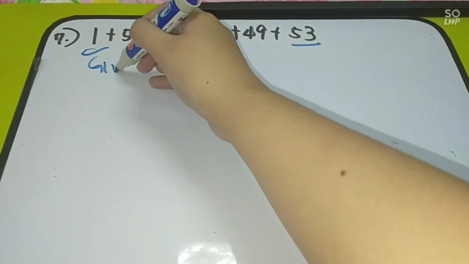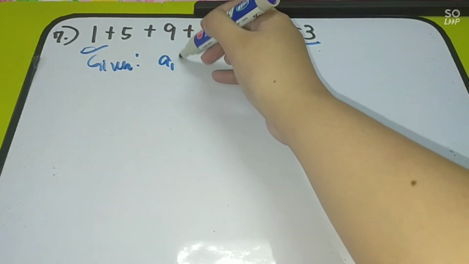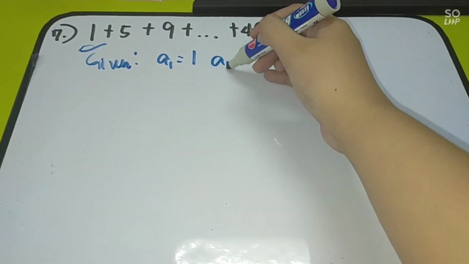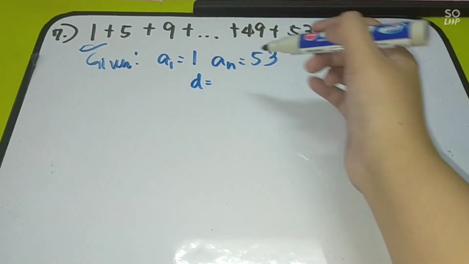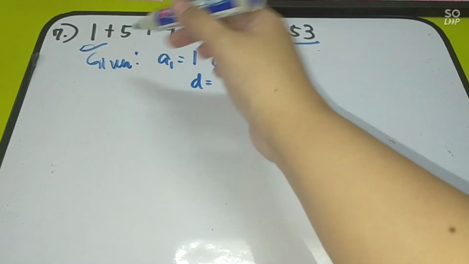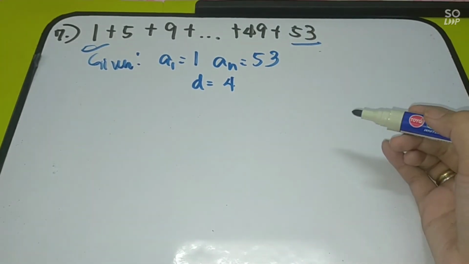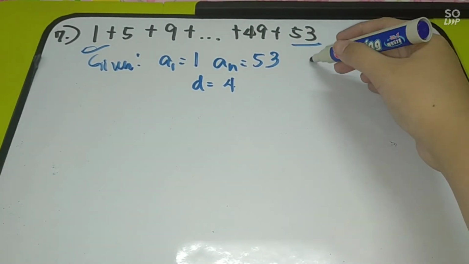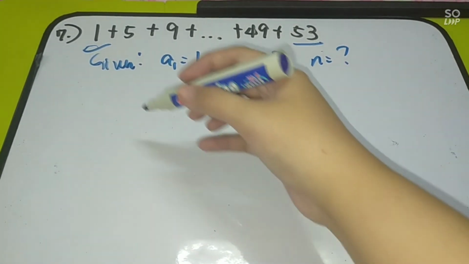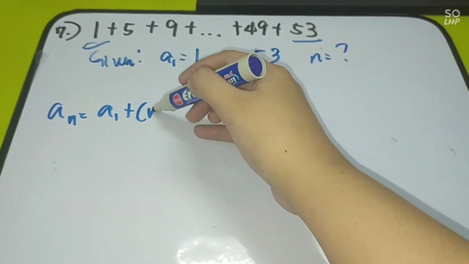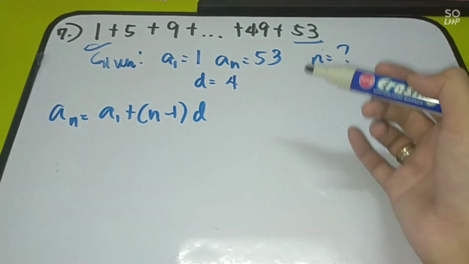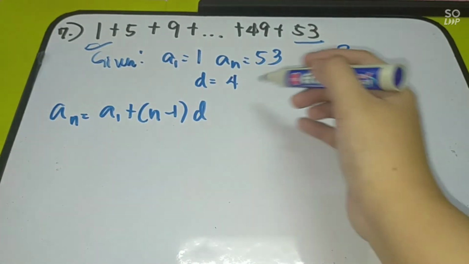So, let us have your given now. Your first term, we have here 1. Your last term, we have here 53. Then, your common difference is, just subtract 5 minus 1, we have here 4. That's your common difference, 4. Then, si n ay missing ulit. So, we have here a sub n equals to a sub 1 plus quantity n minus 1 times d. Then, substitute. Ang last term mo ay 53.